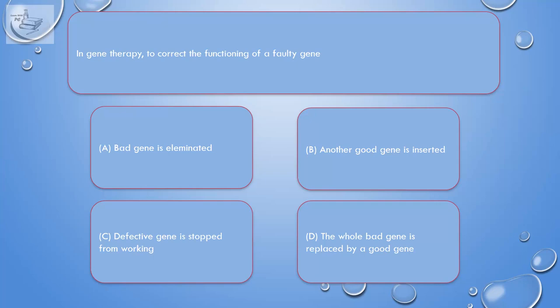Question: in gene therapy, to correct the functioning of a faulty gene, A. bad gene is eliminated. B. another good gene is inserted. C. defective gene is stopped from working. D. the whole bad gene is replaced by a good gene. Correct answer is B. another good gene is inserted.